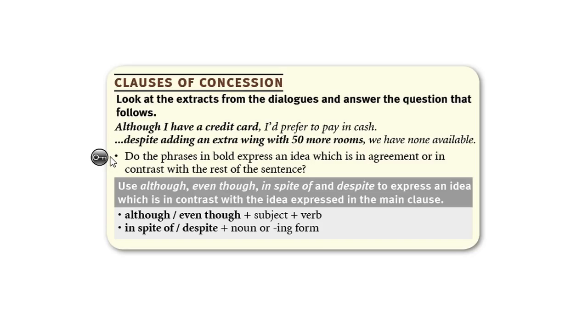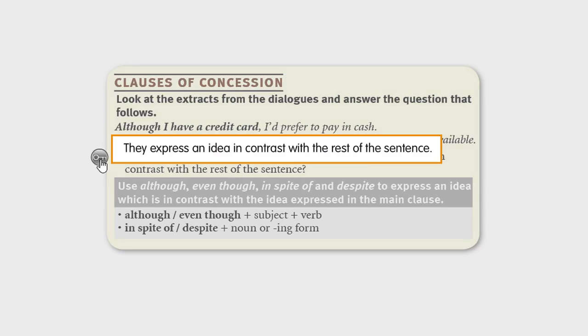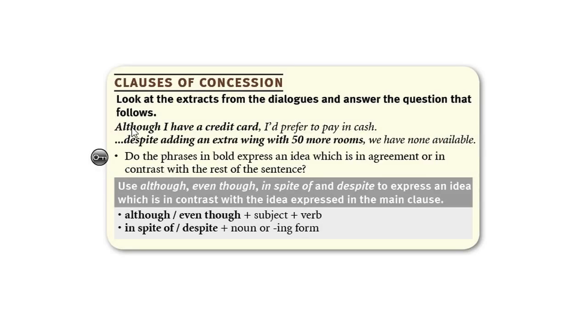Do the phrases in bold express an idea which is in agreement or in contrast with the rest of the sentence? هل الجملتين تتفقان أم تتعارضان وتتباينان؟ هنا تتباين. They express an idea in contrast with the rest of the sentence. بالرغم أنه لدي بطاقة إلا أنني أفضل أن أدفع بالنقد. Although, even though, ثم نأتي بالفاعل subject ثم verb فعل. In spite of, despite, نأتي باسم or ing form of the verb، الفعل مضاف له ing.